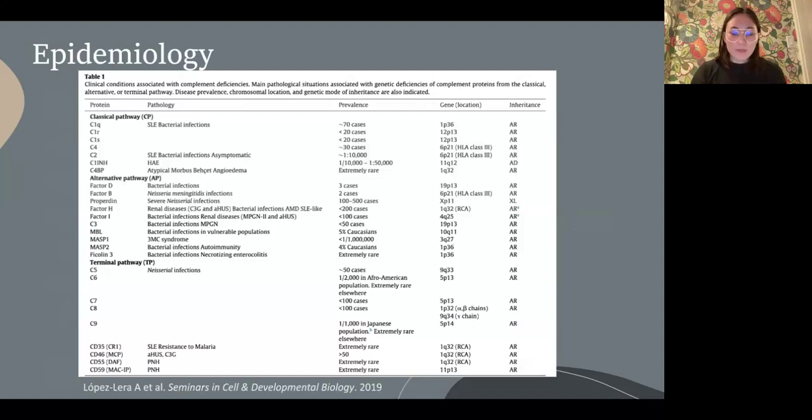So this is a little bit of a busy chart, but I like it because it splits up the different pathways, the different kind of genetic issues that have been found in the pathways, what they might present with, and then the epidemiology. And I'm just going to point out that some of these have maybe 2 or 3 cases that have ever been found, and then others are a lot more prevalent. So like MBL is presented in 5% of Caucasians. The inheritance pattern overwhelmingly is autosomal recessive, but we'll talk about some of the exceptions later.